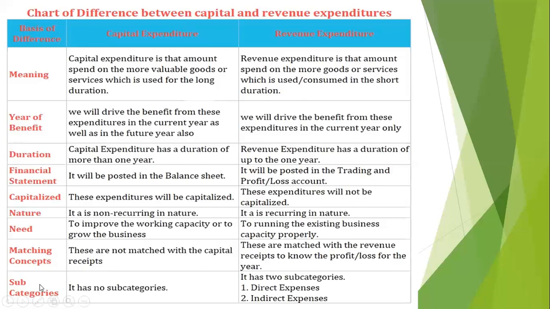So, last point, subcategories. Capital expenditure has no subcategories, but revenue expenditure has two subcategories, and these are direct expenses and indirect expenses. I'm sure, students, you know the meaning of direct expense. Direct expenses are charged to trading account, and these are also called variable expenses. Indirect expenses are charged to profit and loss account, and these are also called fixed expenses or overhead expenses. So these are the basic points of difference between capital and revenue expenditure.